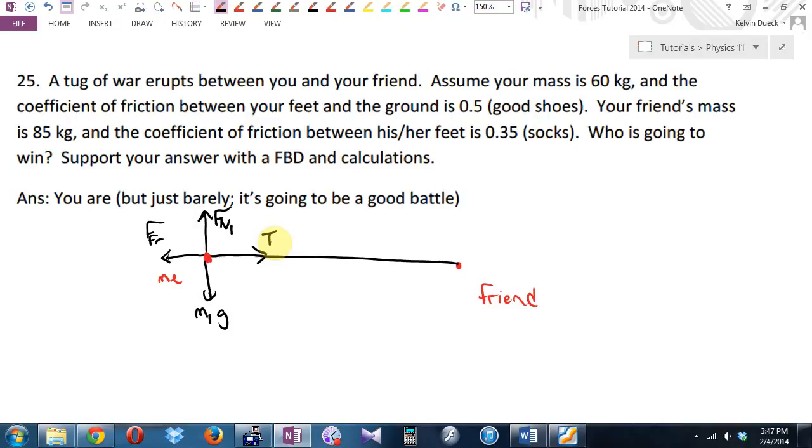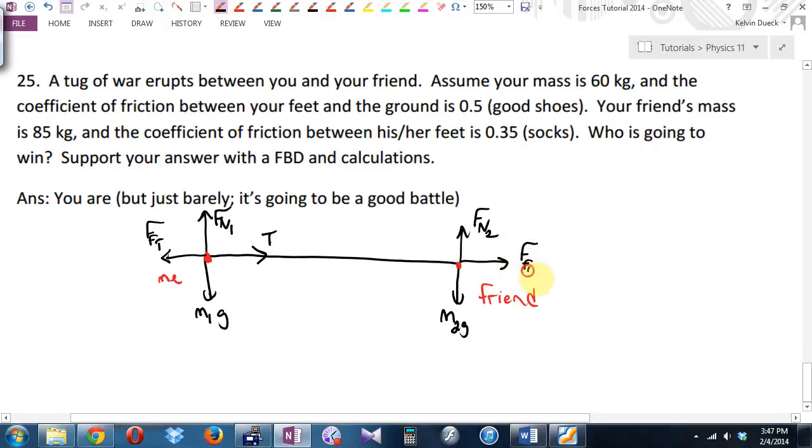So you might say, I should have an applied force. I think it's there. It's friction. That's what you're generating. You're creating it. I'll call that friction force number 1 because I have a feeling my friend also has a friction force. In fact, I think the free body diagram for my friend is going to look the same. It's going to be M2G, normal force number 2, friction force number 2 and tension to the left.